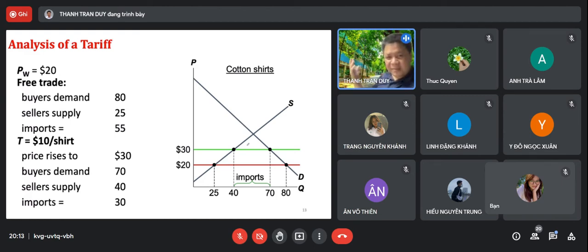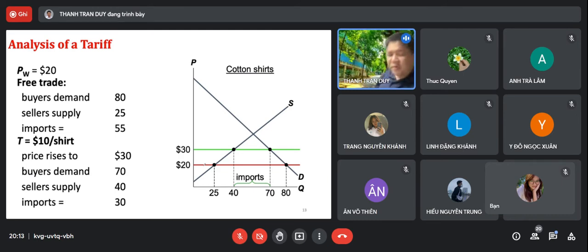Local producers are happy with the tariffs. Happy with tariffs? Yes. They get additional benefit, right? As for the government, do you think the government is happy with this? The government imposes tax, and for sure the government will earn tax, right?